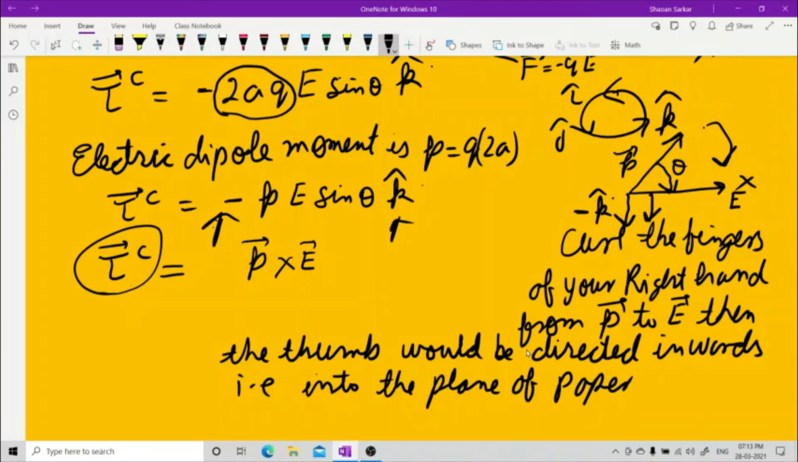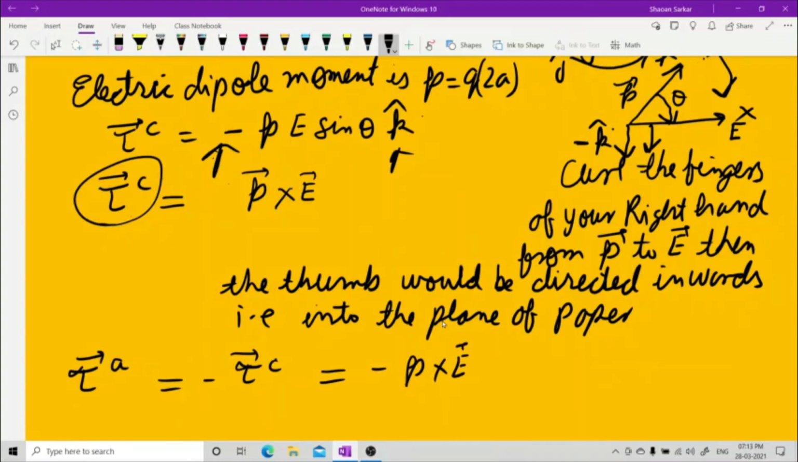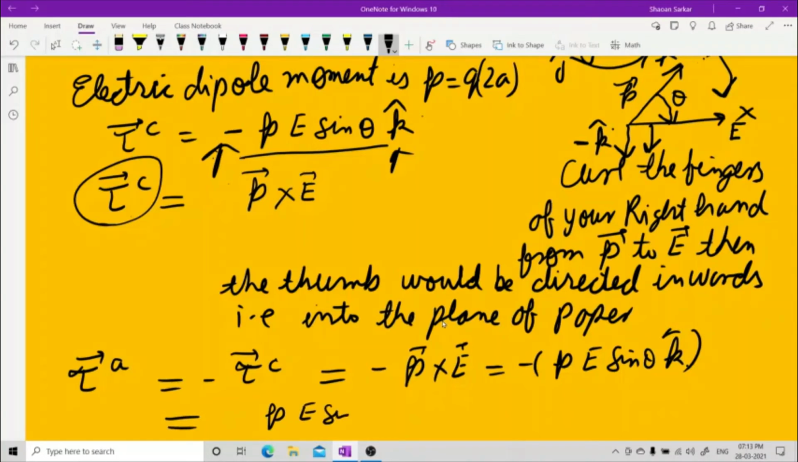Now let's see the external torque. That is the work done by you in rotating it. The external torque applied is equal to minus torque. This is very simple. This is minus P cross E. And what is P cross E? P cross E is minus of minus P E sine theta k cap. That is nothing but torque applied is P E sine theta k cap. This is the torque applied.